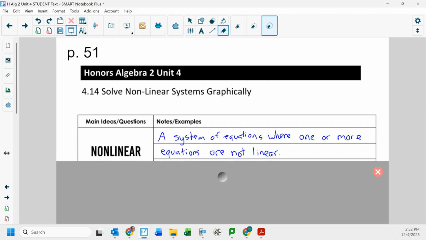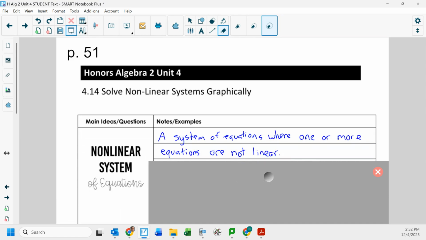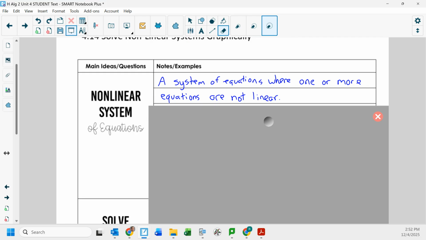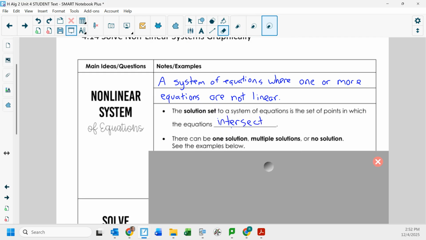Our definition of a nonlinear system of equations is a system of equations. So again, a system has two or more equations where one or more equations are not linear. Again, linear means a line. So we're going to be looking at parabolas for the most part today. If you remember when we did systems before, the solution to a system of equations, when we graph it, is where the equations intersect.